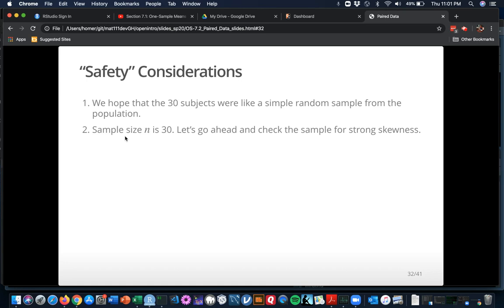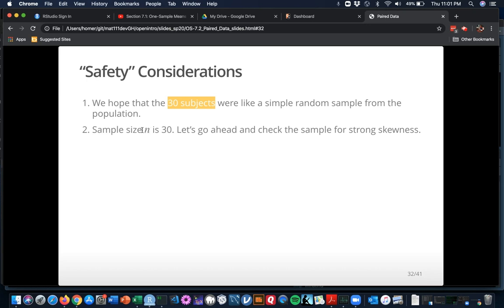Now, there are safety considerations. As always, we hope that our sample is like a simple random sample from the population. I kind of think that wasn't the case here. There was a male and a female student that worked together on this, and I think the guy got friends from his fraternity, and the woman got friends from her sorority, so it wasn't really like total random sampling from the Georgetown College population.